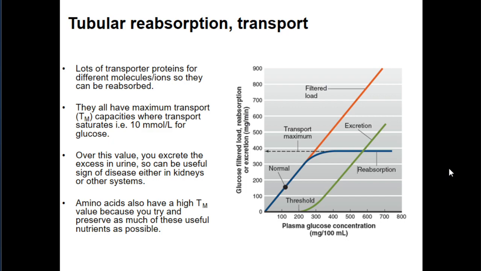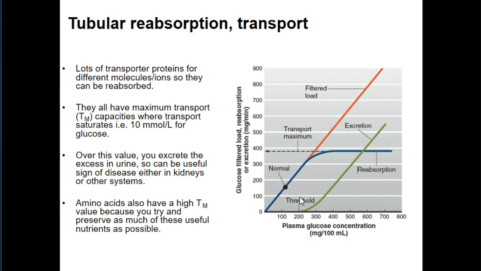Now, let's talk about transport maximum, and we will use glucose as an example. The normal blood glucose level tested while fasting for non-diabetic people should be between 3.3 and 5.5 millimole per liter, or 70 to 100 milligrams per deciliter. For those without diabetes and who are not fasting, it should be below 6.9 millimole per liter, or 125 milligrams per deciliter.